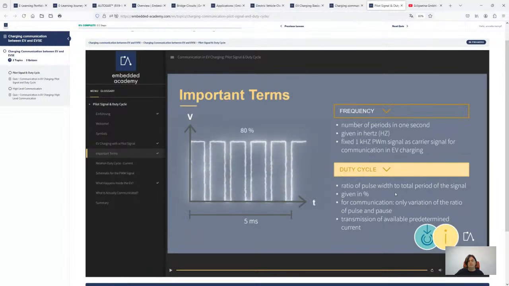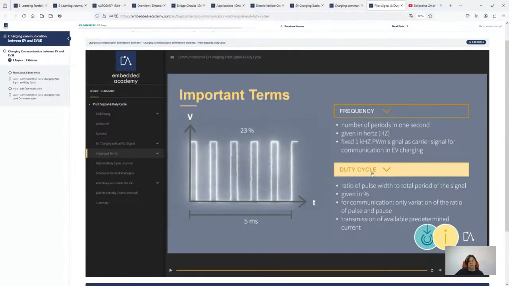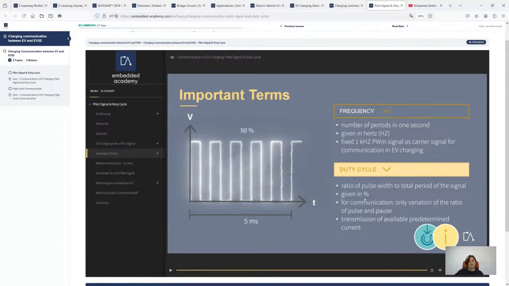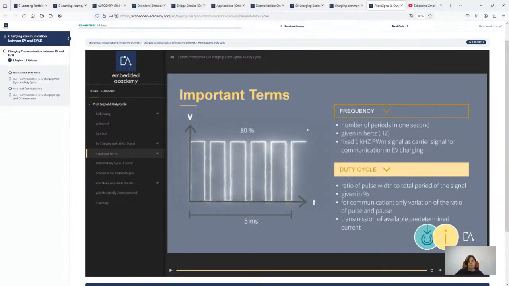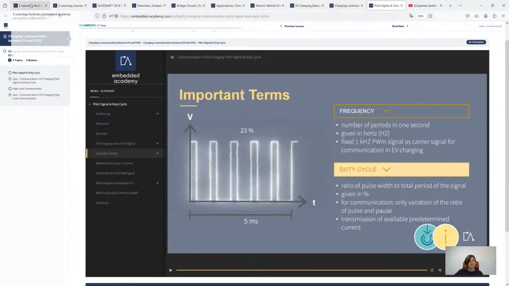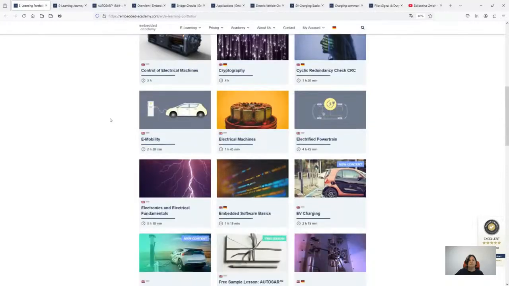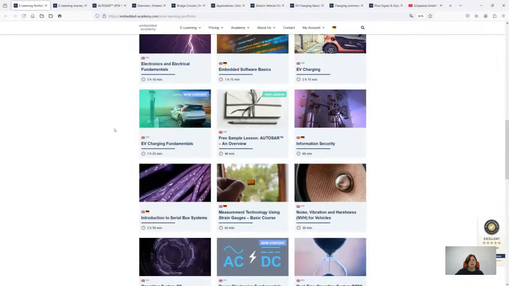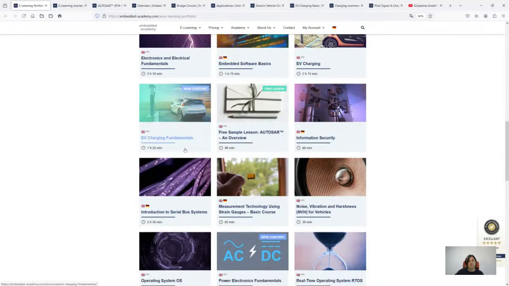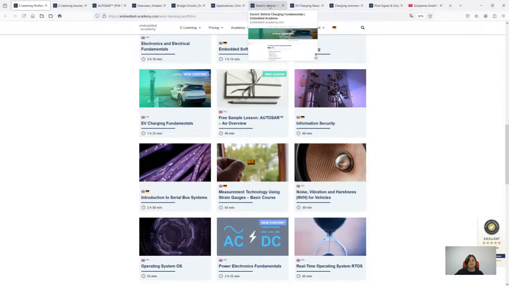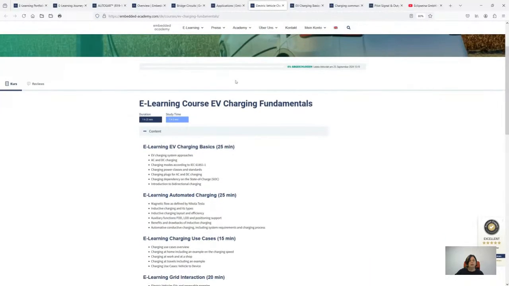So I think this is just like an introduction, but you can see how this is done. And as I said, it's a completely new course. So we are now going back to the portfolio page. And we see a little bit lower here, EV charging fundamentals, which now got its own course. And we can find this information here.